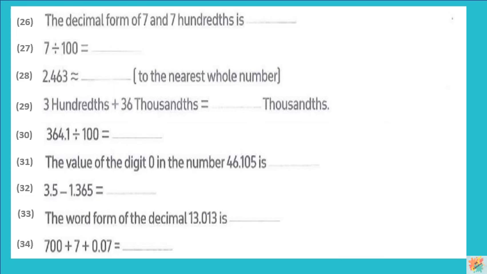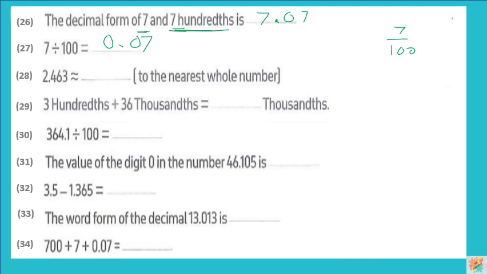Question number 26. The decimal form of 7 and 700ths. يعني decimal form يعني نكتب بشكل الديسيمال. ادي 7 and here it means that it's dot and 700. طب 7 في الهندردز مين في التنس؟ 0. برافو عليكم. When I do 7 divided by 100, it's called 700ths. Question number 28.